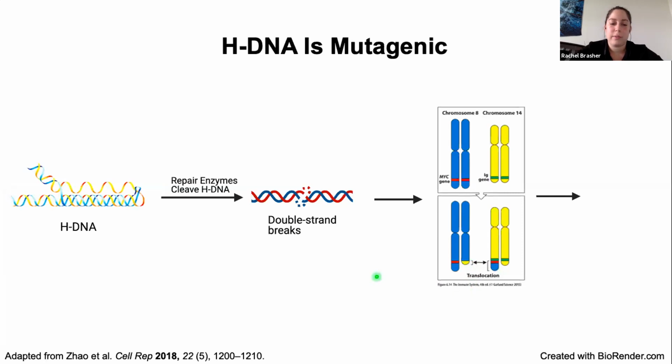H-DNA specifically has been known to form near translocation breakpoints that overlap with genes in cancer. This is an example of how H-DNA leads to genetic instability in the development of cancer.